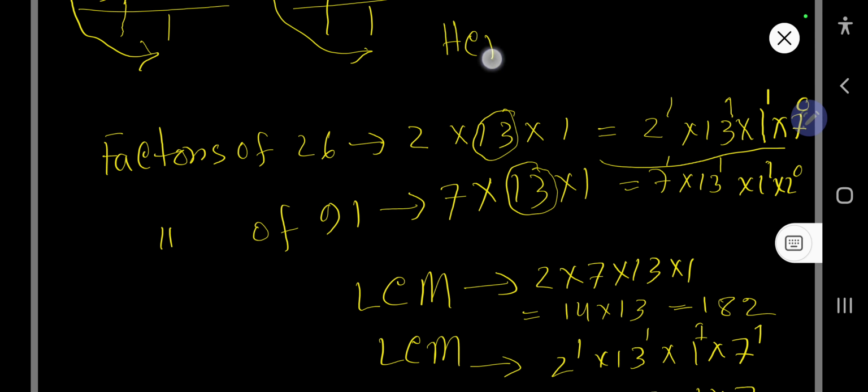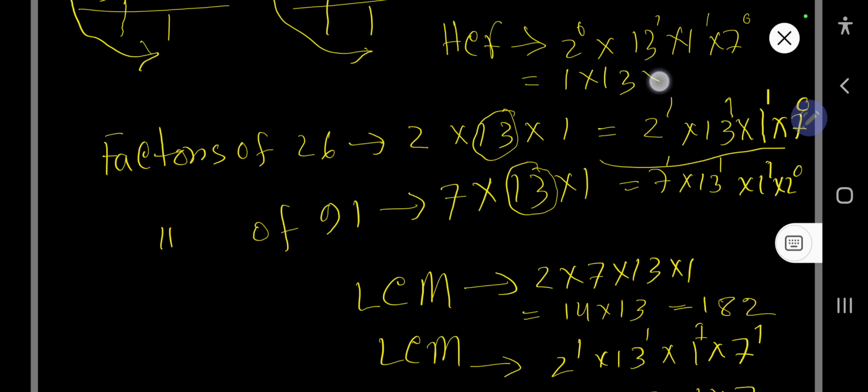Look, we are going to find out the HCF, highest common factor, but in the case of powers we are going to take the lowest. So the lowest of 2 is 2 to the power 0, so right here. Then the lowest of 13 is 13 to the power 1, then the lowest of 1 is 1, and the lowest of 7 is 7 to the power 0. So we are getting here 2 to the power 0 means 1, 13 once is 13.